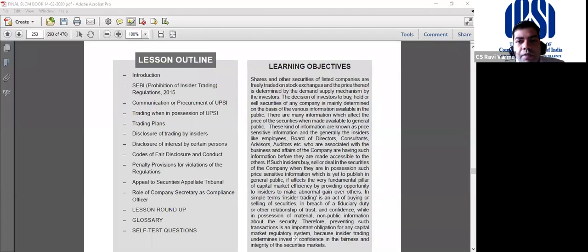So 48 hours after tomorrow, the window will open. In between, the window will remain extremely closed. Closed for whom? Closed for insiders. It means companies' topmost people who have information relating to the securities cannot deal in the shares of a company. So this is some kind of a setup by the company, set up by SEBI.